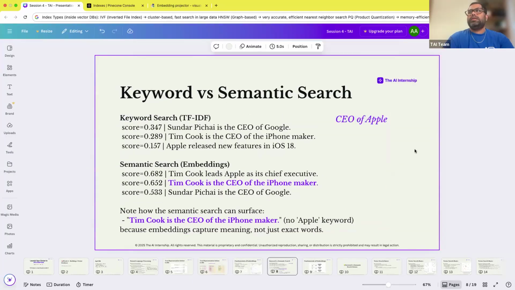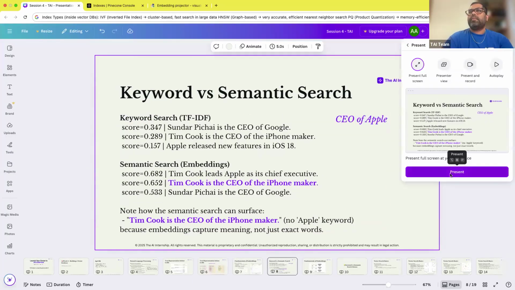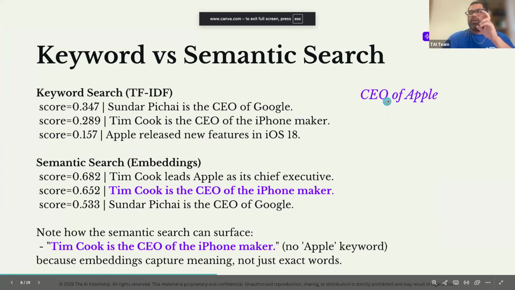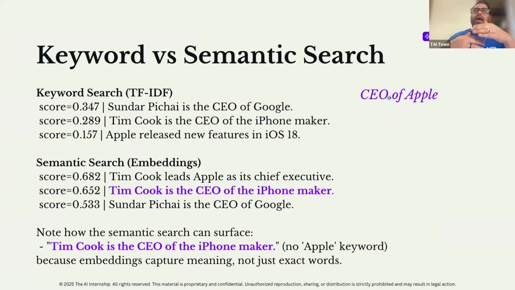So let's say you give a query like, who is the CEO of Apple? You give this, and then you have an array of values, and then you compare them. So this is the first version, where you use keyword search, where you look at, okay, the value of CEO is there, and then Apple might be there. Based on that, you get a similarity score. But the issue with that is the top hit is actually Sundar Pichai is the CEO of Google, which is not correct. But if you use semantic search, you will get, okay, Tim Cook leads Apple as its chief executive officer, and then Tim Cook is the CEO of the iPhone maker.